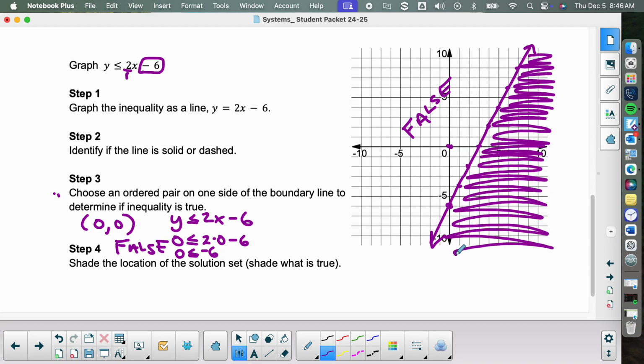So any random point that I pick on that other half would make that sentence true.